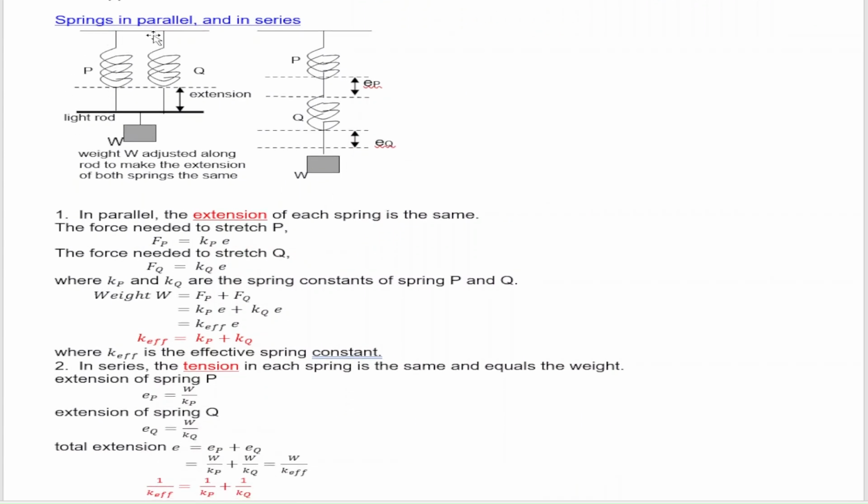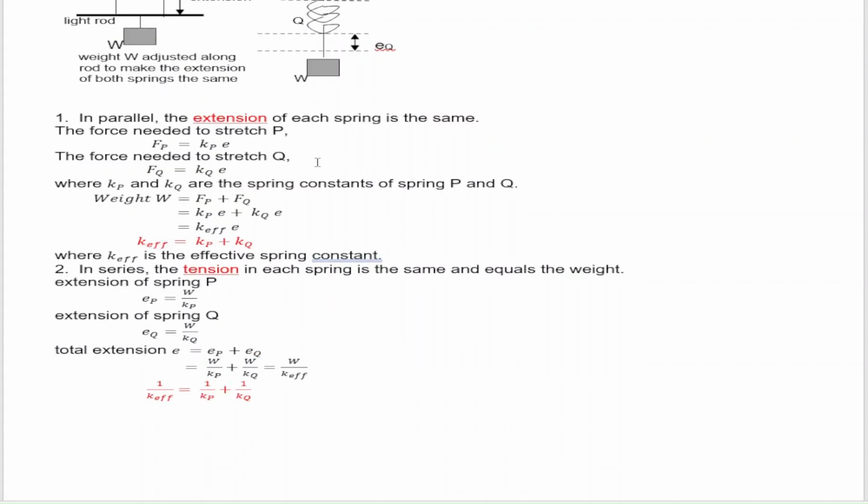Now, when two or more springs have been connected in parallel, as shown here, the stiffness increases, which means k becomes larger. When springs have been connected in series, the k becomes smaller. So in parallel it's going to be difficult to pull the springs apart. So E becomes smaller, so k becomes large. Here in series, E becomes larger and k becomes smaller. So in parallel, the extension of each spring is the same.